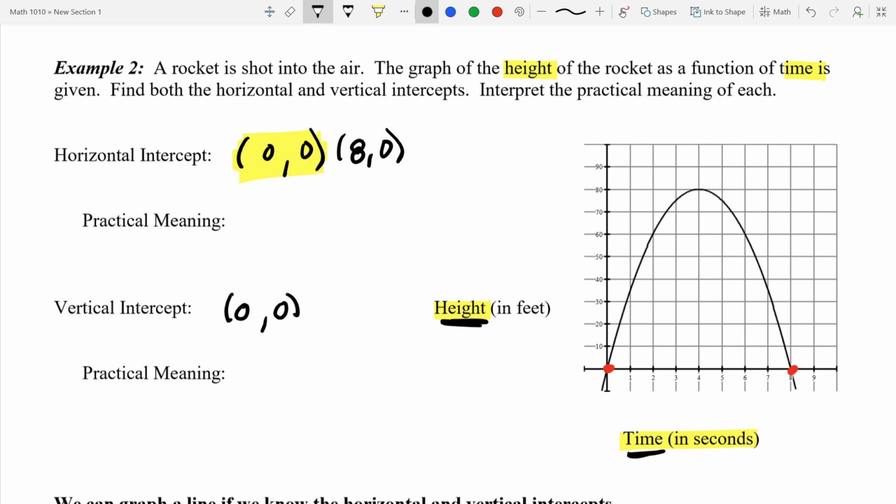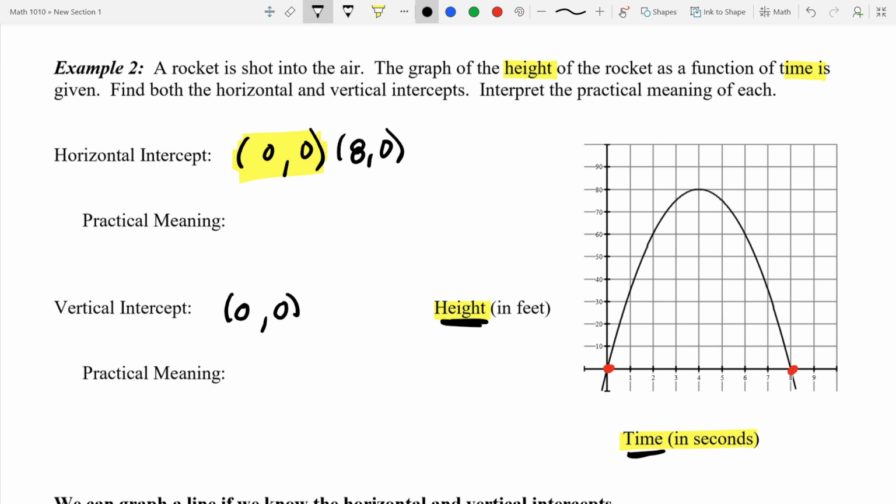Does anybody feel like maybe what they wrote might feel a little less awkward? Here's what I'm saying, Joe. Would you ever go up to your buddy and say, at 0 seconds, it's 0 feet in the air? It's kind of awkward. So try to just do it in normal language. It hasn't taken off yet. No time has passed. But there's a little piece missing.